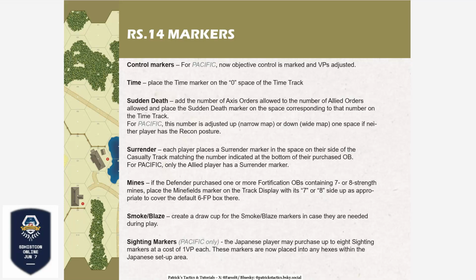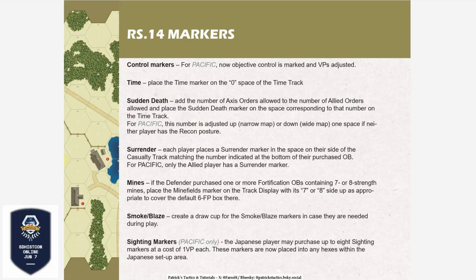Mines, if you purchased a fortification OB, you'll mark the strength of them. So in case you get all excited in the middle of the game and forget, there's a marker for it. You set up your smoke and blaze cups. You've got sighting markers. The Japanese player can purchase them. Again, you're spending VPs, and those can get placed out around the map. I think this is the final item that gets set up. There are no choices here for most of these markers and things.